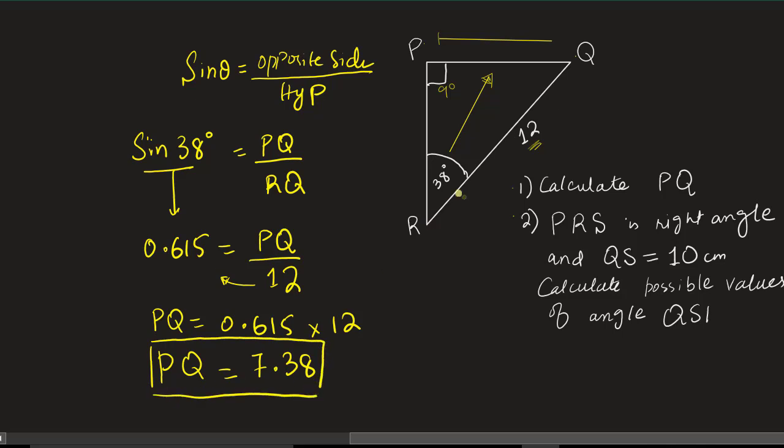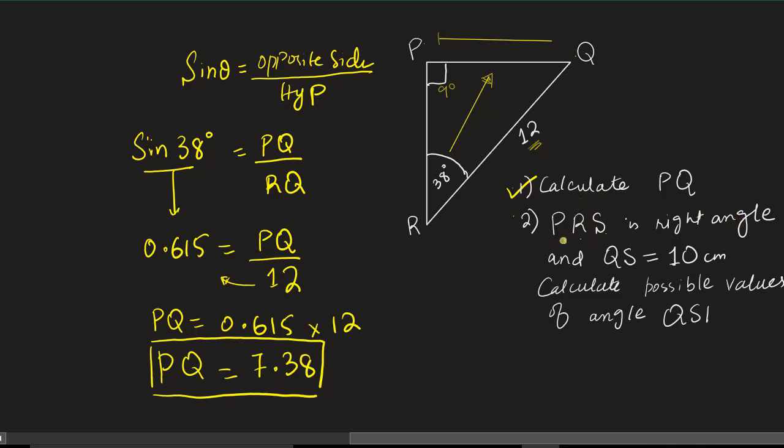So we are done with part 1. Now for part 2, it's a bit complicated. Let's just draw the diagram again and see what we can do. It's saying PRS, that means we need to create another point S, which is the right angle.